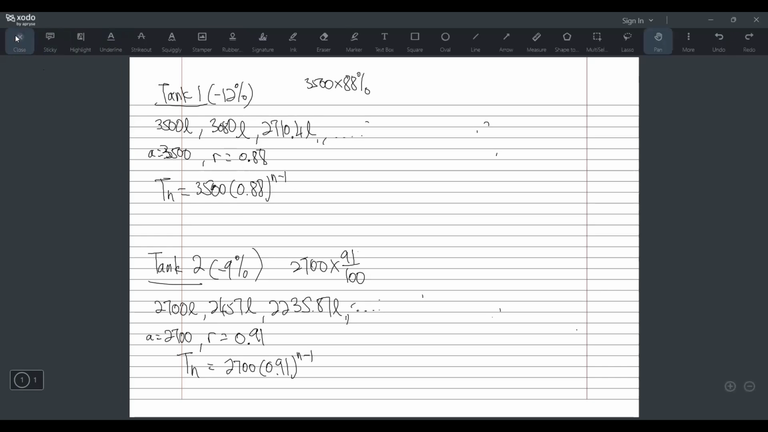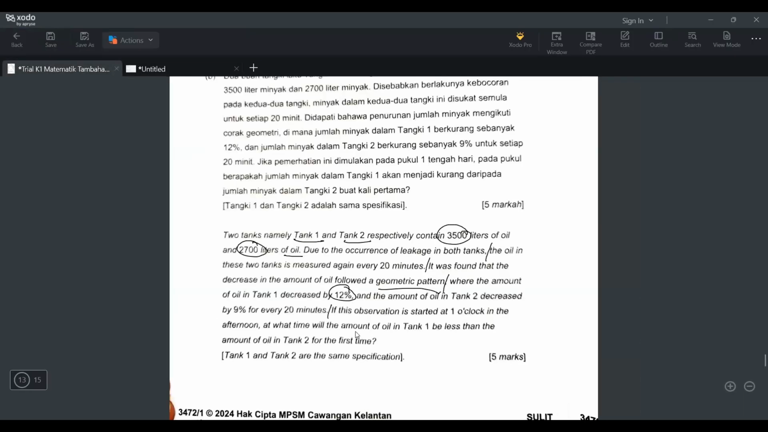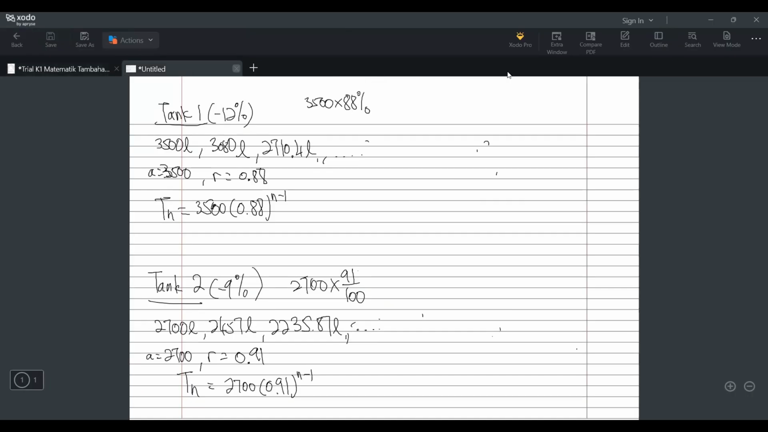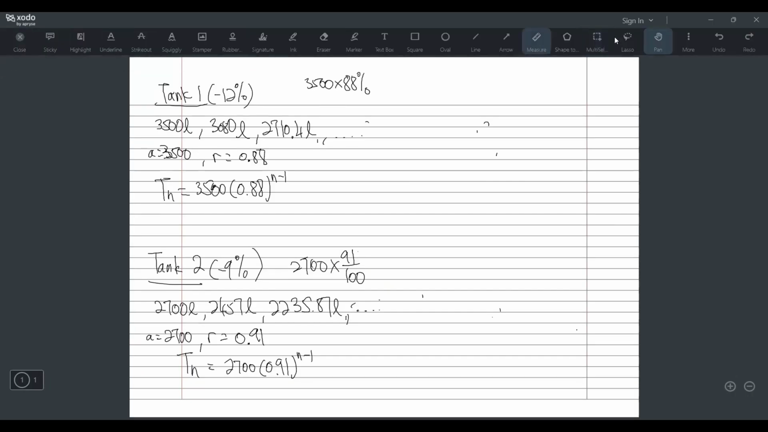Is that what the question wants? Let me read again carefully. At what time will the amount of oil in tank 1 be less than tank 2 for the first time? So you want tank 1 to be less than tank 2.